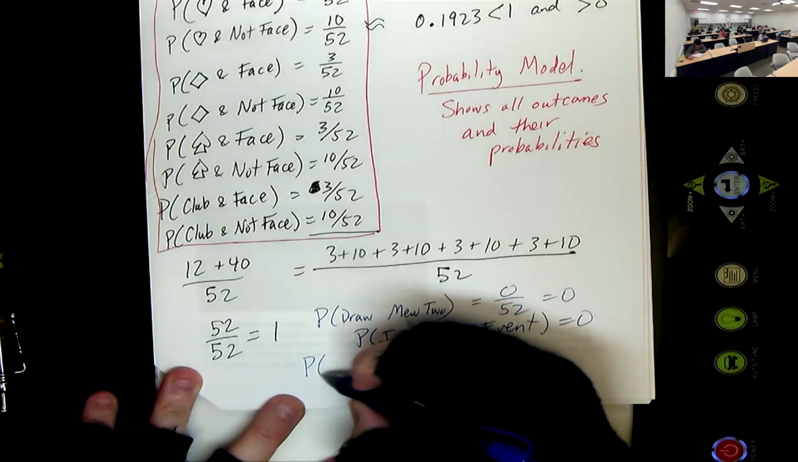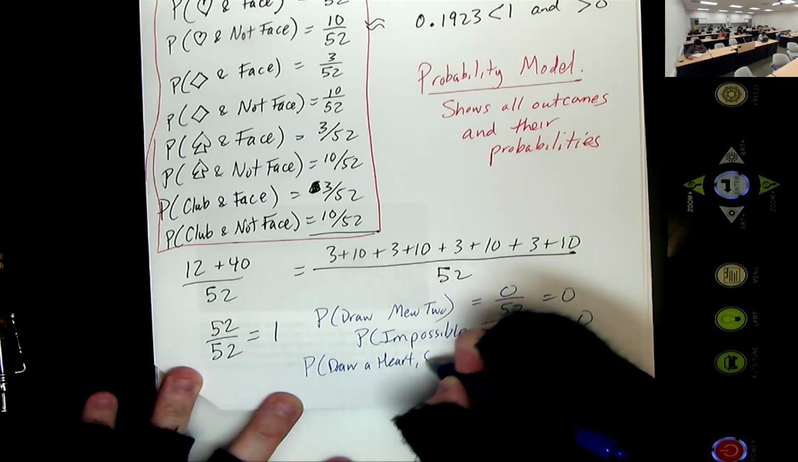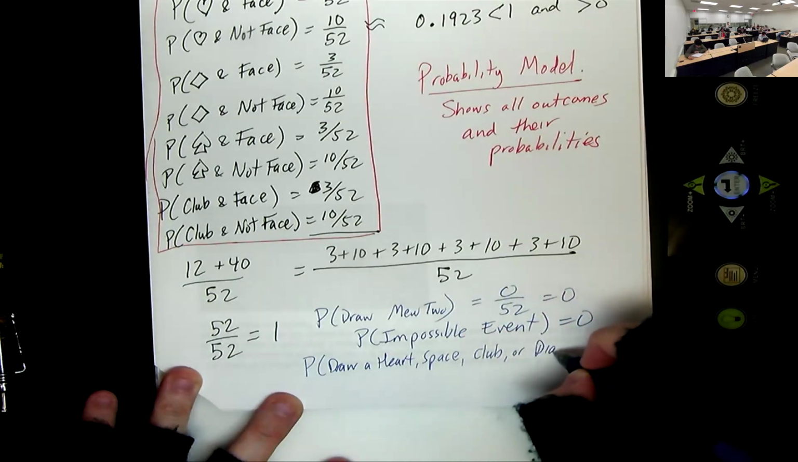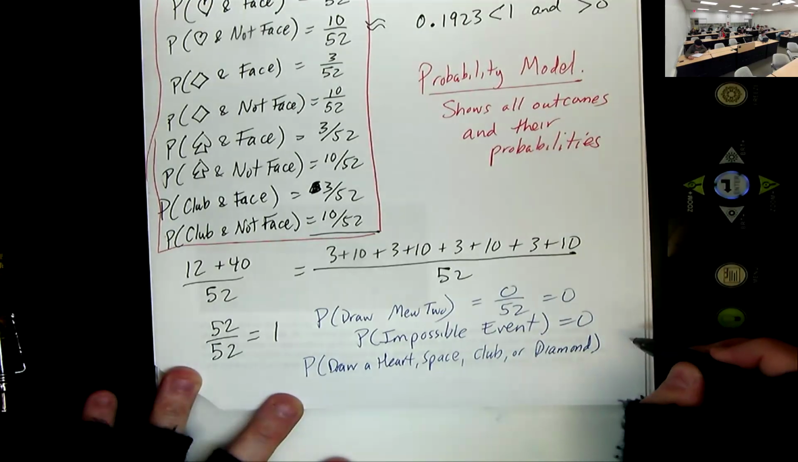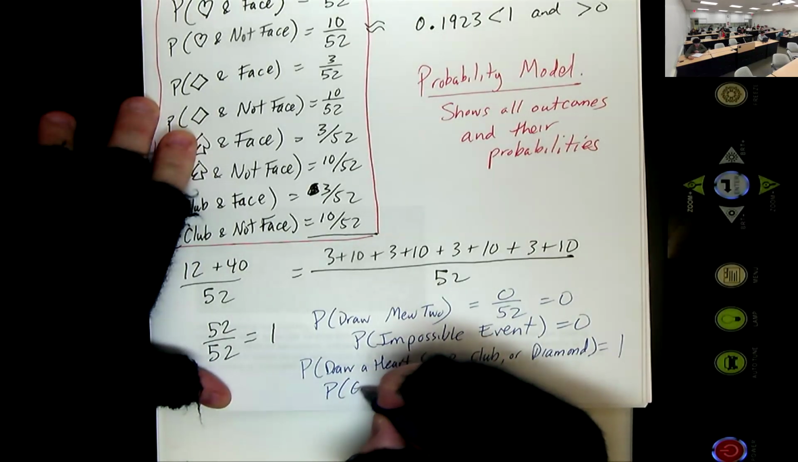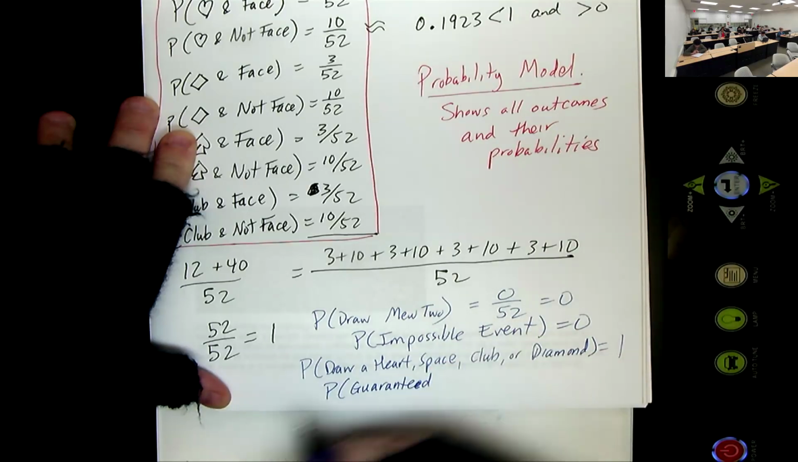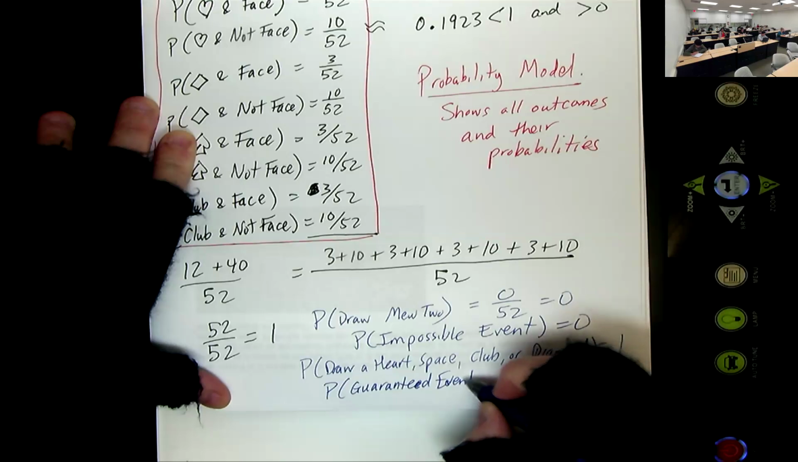What is the probability that I draw a heart, spade, club, or diamond? It's 52 out of 52, or 1. So the probability of a guaranteed or certain event is 1.